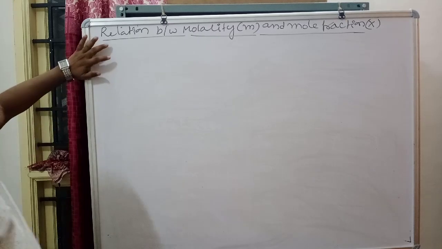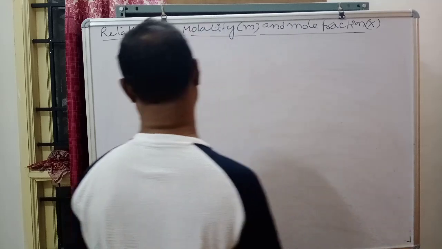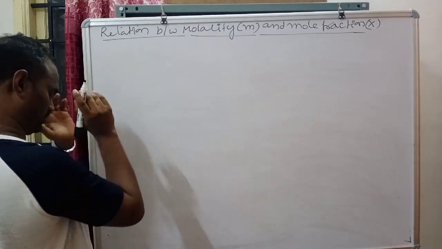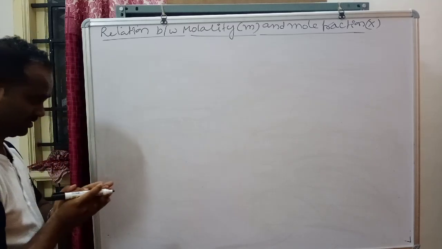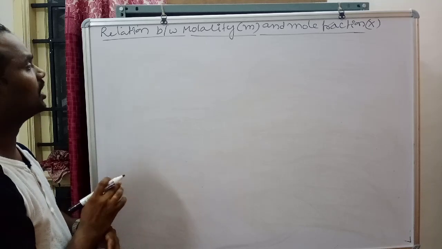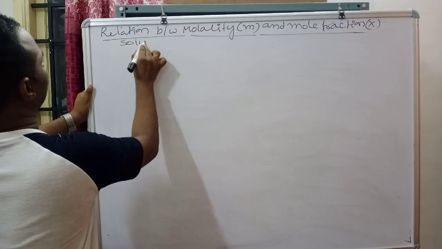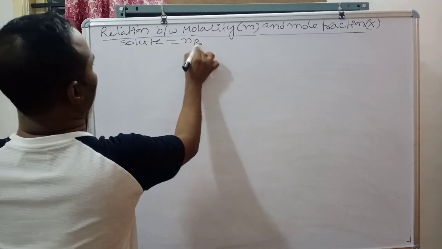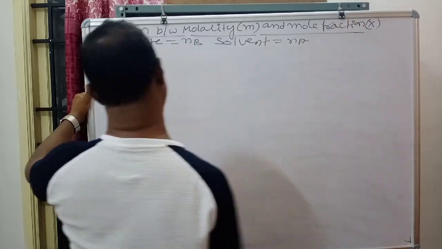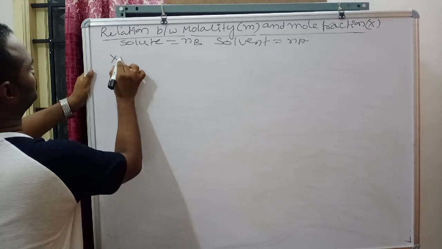Next we are going to discuss the relation between molality and mole fraction. Now you see, mole fraction. Suppose a solution contains two components: one is solute, another is solvent. Solute is denoted with B, solvent denoted with A. Solute number of moles is NB, solvent is NA.